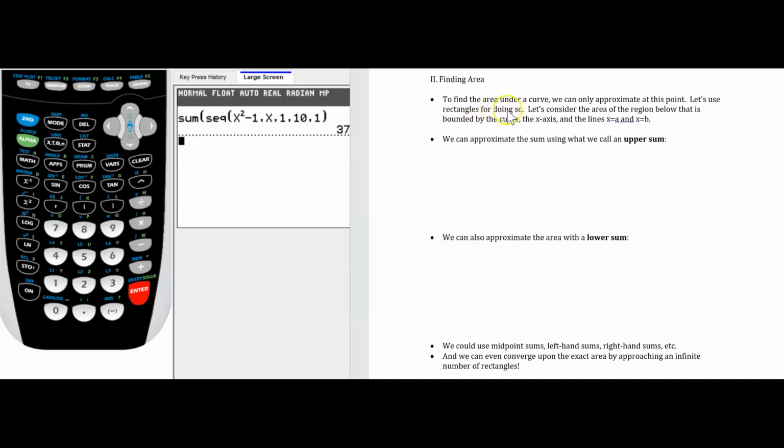So to find the area underneath a curve, we can approximate this at this point. Let's use rectangles for doing so. Let's consider the area of the region that's bounded by the curve, the x-axis. Where's my curve? There's my x-axis, and then we're going to use x equals a and x equals b. And so we don't know at this point, based upon geometry or based upon any other method, how to find the area of this region in here.